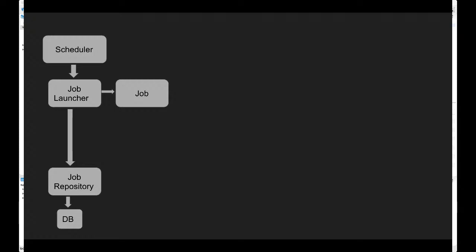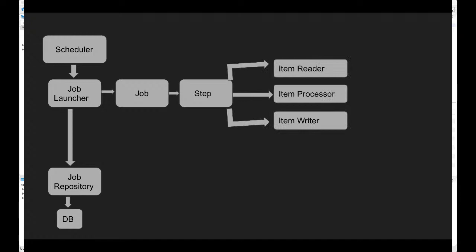The job is going to create the step. Okay, so it is going to call the steps. Inside that step, we're going to have 3 parts, which would be reader, processor, and writer. The first and third are mandatory, and the second one is the processor. We could have an item processor, or if we don't want it, it is optional basically. But the first and third are mandatory, so we must have those two.